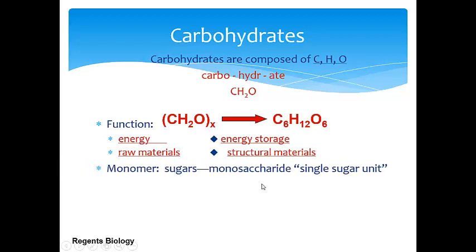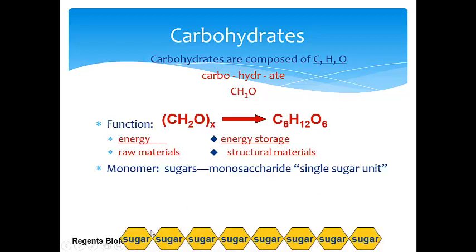So we know carbohydrates come in monosaccharides, disaccharides, and polysaccharides. Monosaccharides are a single sugar unit. So down here at the bottom, I've got all these little yellow shapes. Each one of these is a sugar. If I hook two together, I'll make a disaccharide. If I hook more than two together, I can make a polysaccharide.